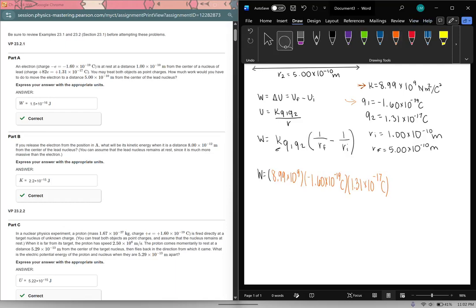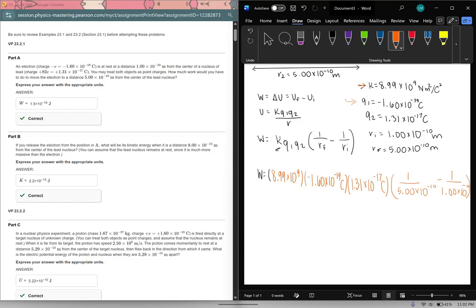Okay, and now we're going to do this one right here. So we multiply. I'm going to do 1 over RF. RF is like this one, which is 5.0 times 10 negative 10 meters, minus 1 over 1.00 times 10 negative 10. Close the parentheses.